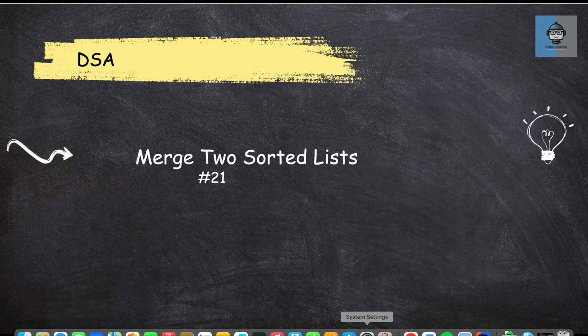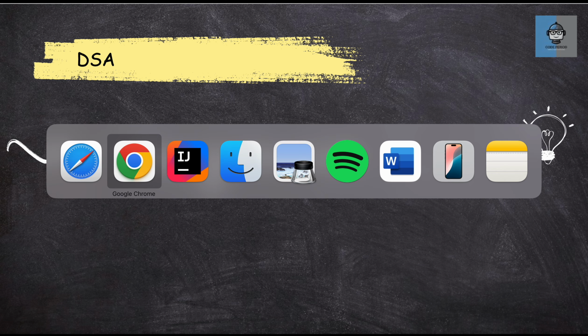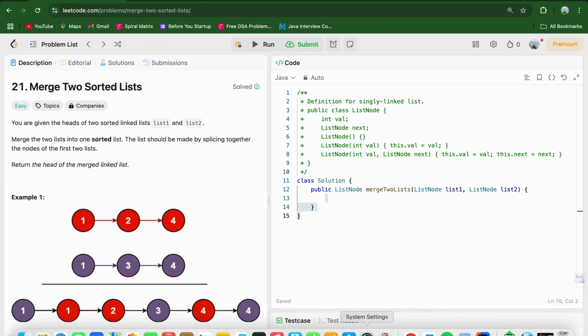So today we are going to discuss a LeetCode problem that is Merge Two Sorted Lists. And this is the problem. You are given the heads of two sorted linked lists, list1 and list2. Merge the two lists into one sorted list. The list should be made by splicing together the nodes of the first two lists. Return the head of the merged linked list.